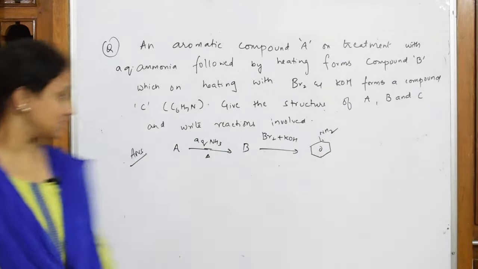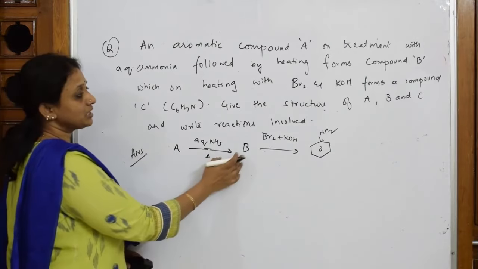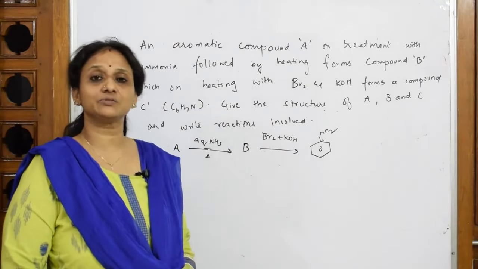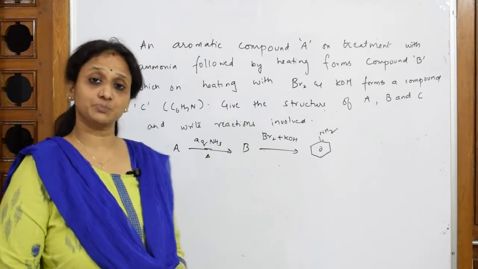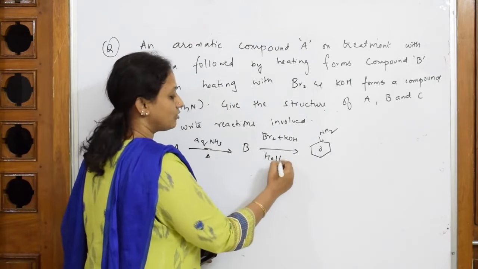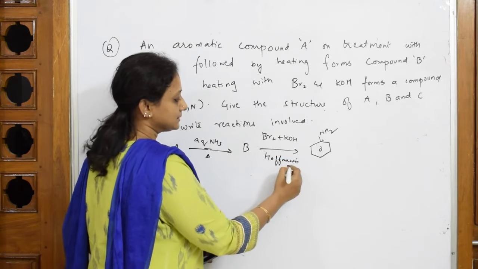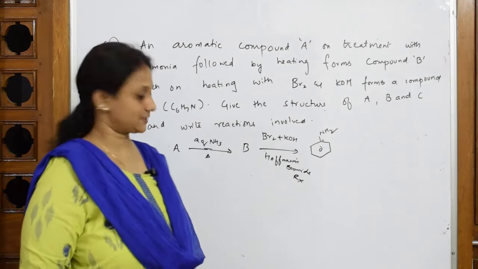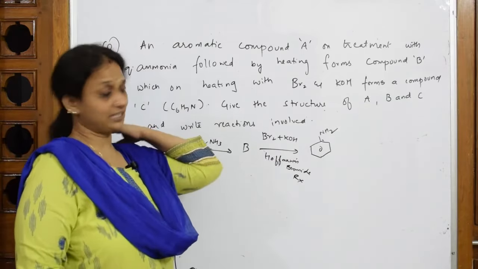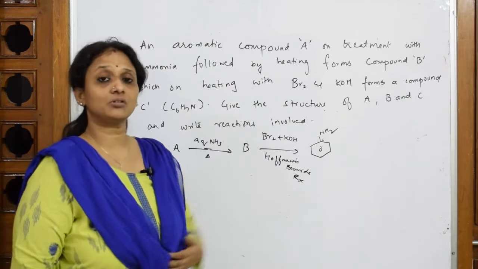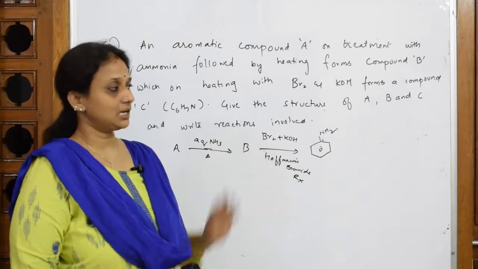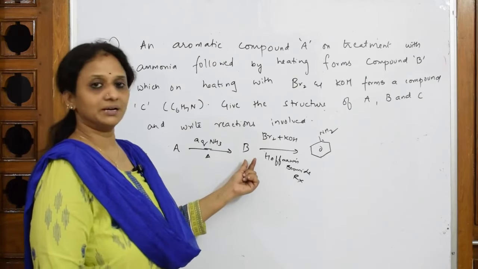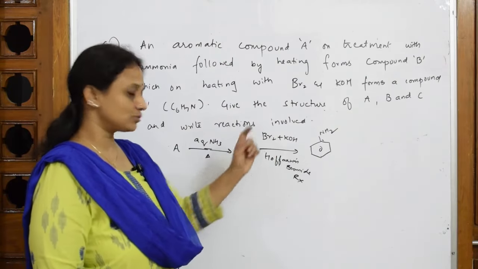Let's start. Compound A with aqueous ammonia will give me compound B. Now remember Br2 and KOH, where is this used? This is used in Hofmann's bromamide reaction. It can be used to prepare aliphatic and aromatic amines. In Hofmann's bromamide reaction, we take compounds called amides and convert them into amines. So this should compulsorily be an amide, because this will convert amides only to amines.